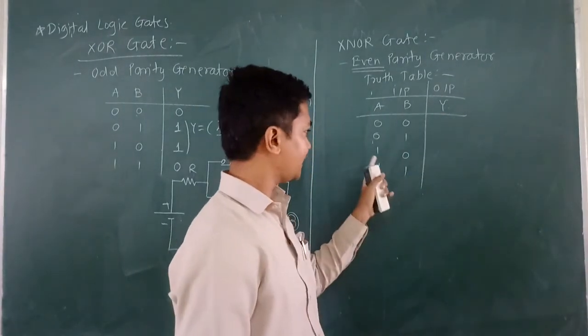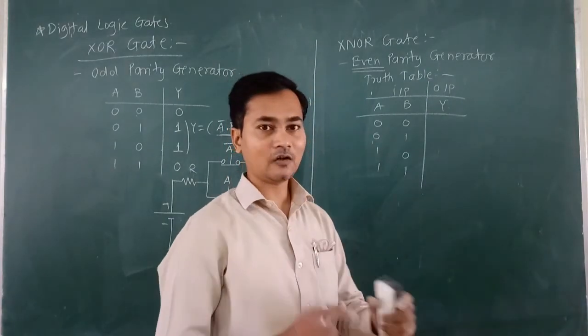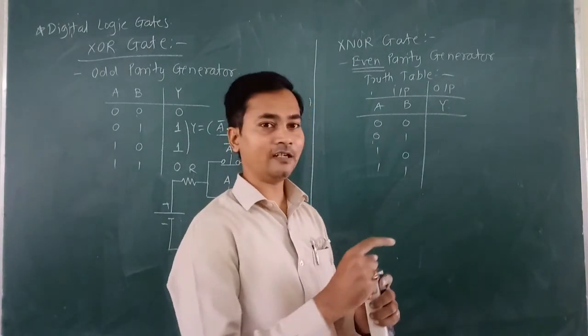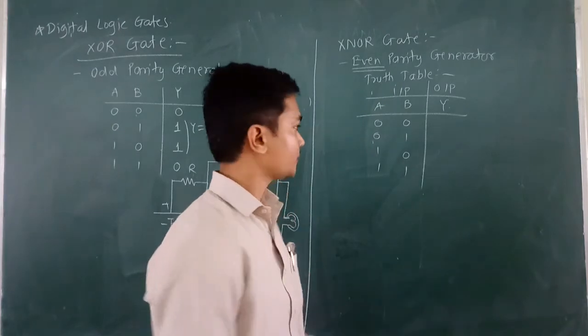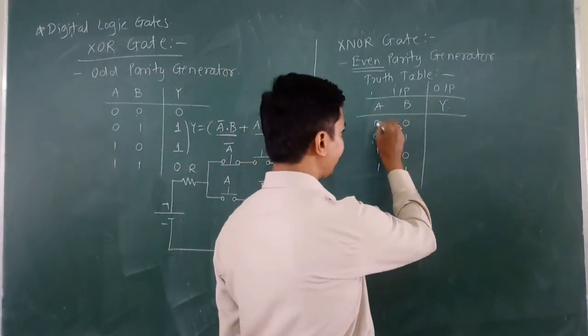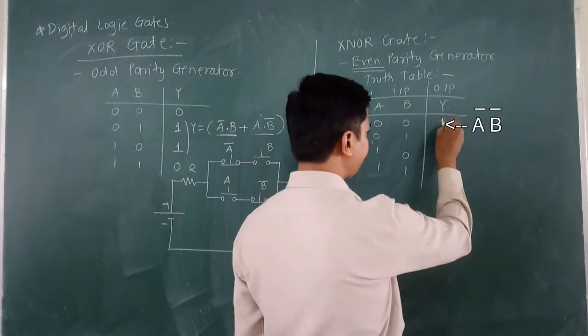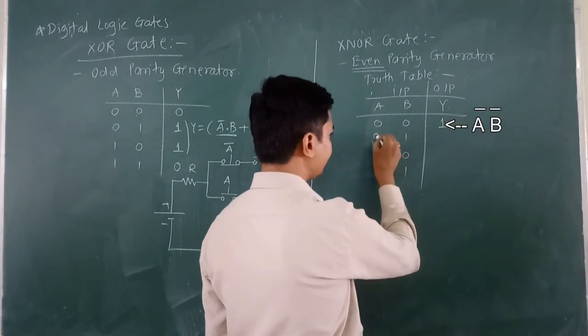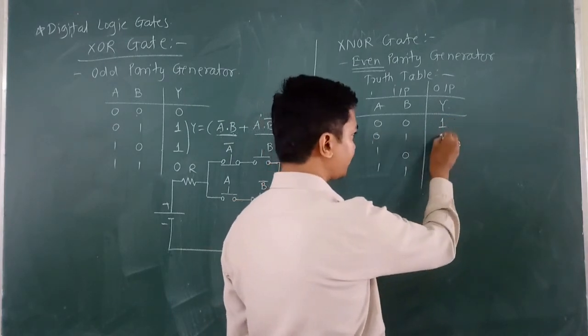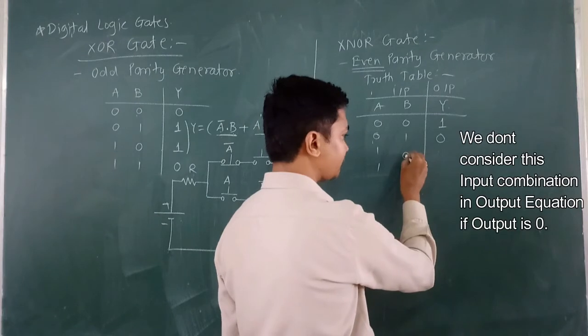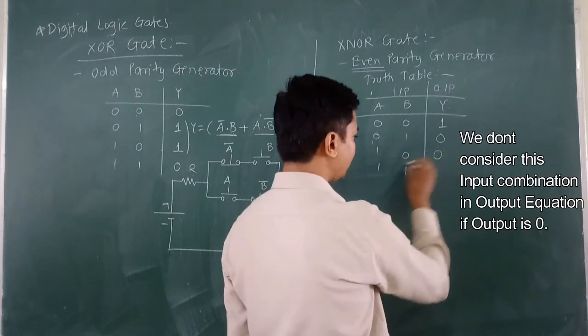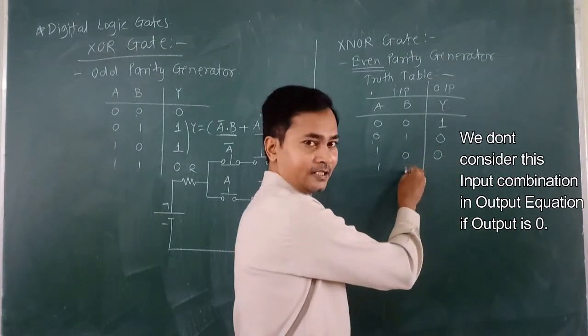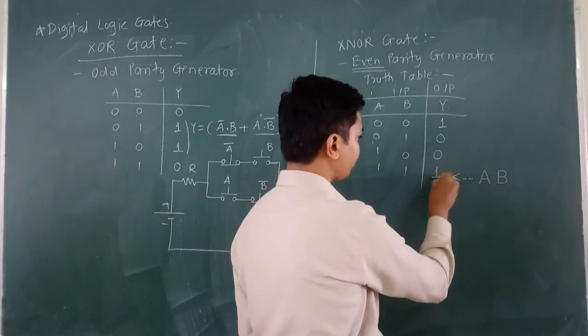If the addition of inputs is odd, then output Y will be 0. It is very simple. Now 0 plus 0 addition is even, so output will be 1. Then 0 plus 1 addition is 1, output will be 0. 1 plus 0 addition is 1, output will be 0. 1 plus 1 addition is 2, that is an even number, output will be 1.